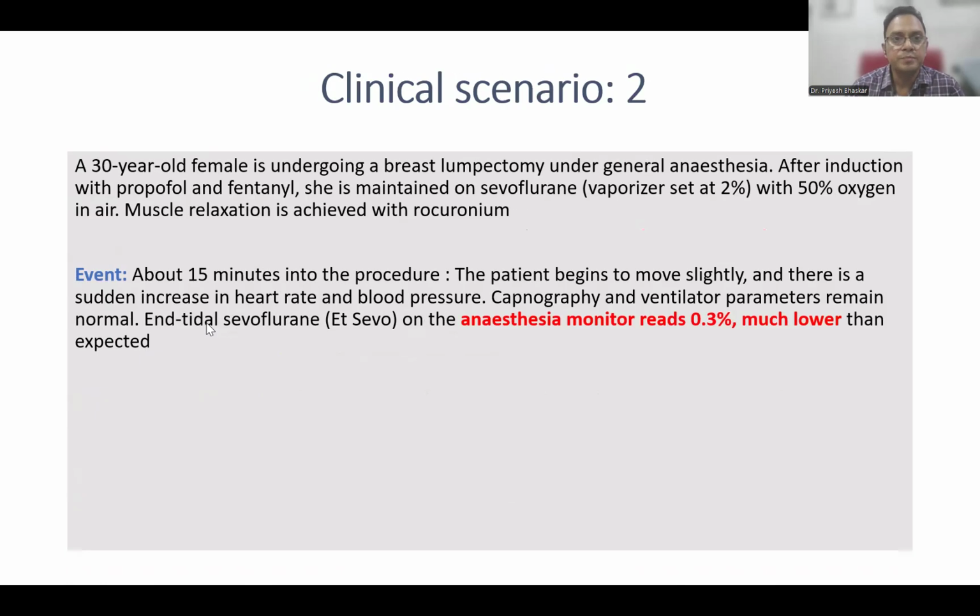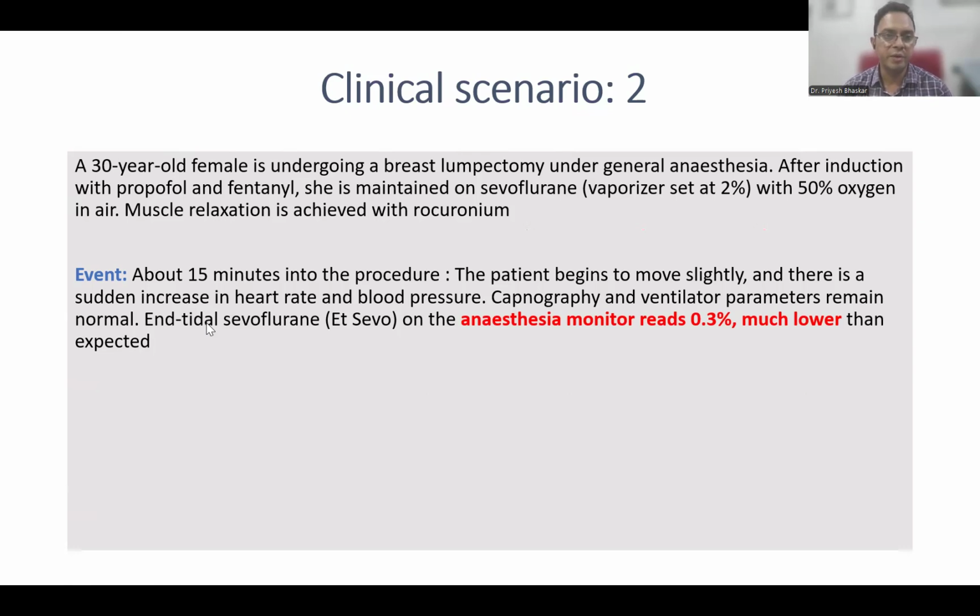Okay. Now scenario two. A 30-year-old female was undergoing a breast lumpectomy under general anesthesia. After induction with propofol and fentanyl, she was maintained on sevoflurane with the vaporizer set at 2% with 50% oxygen in air. Muscle relaxation is achieved with rocuronium. Okay. So what was the event?